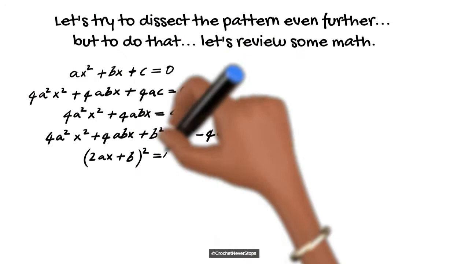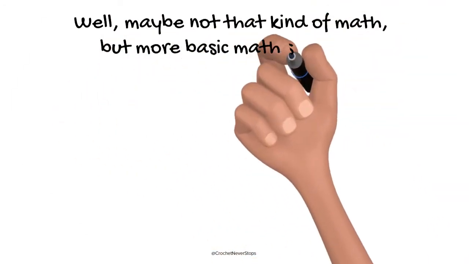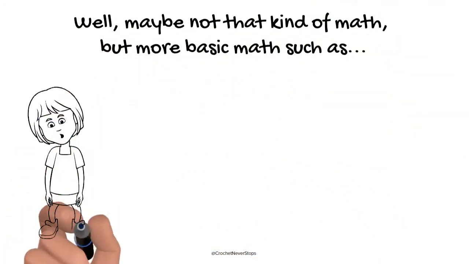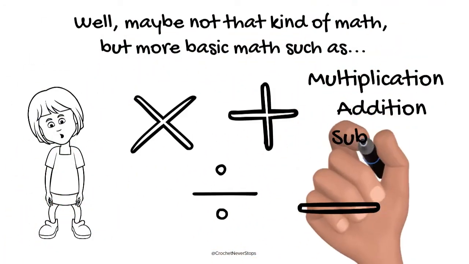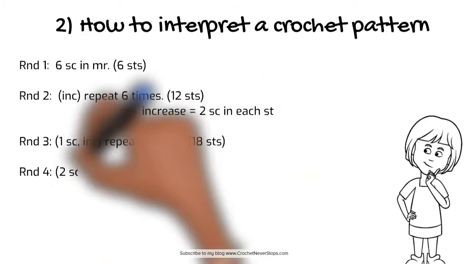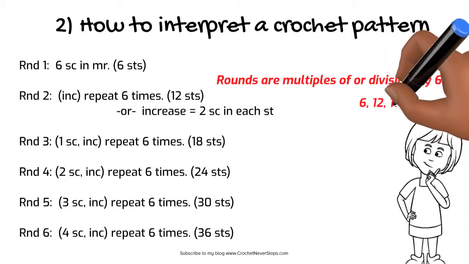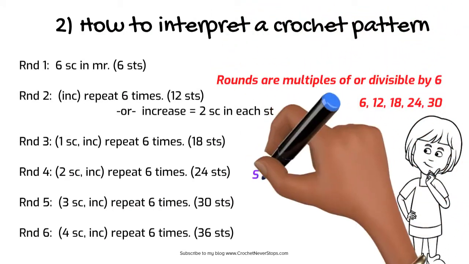Let's try to dissect the pattern even further. But to do that, let's review some math. Well, maybe not that kind of math, but more basic math, such as multiplication, addition, subtraction, and division. So rounds are multiples of or divisible by 6: 6, 12, 18, 24, and so forth.